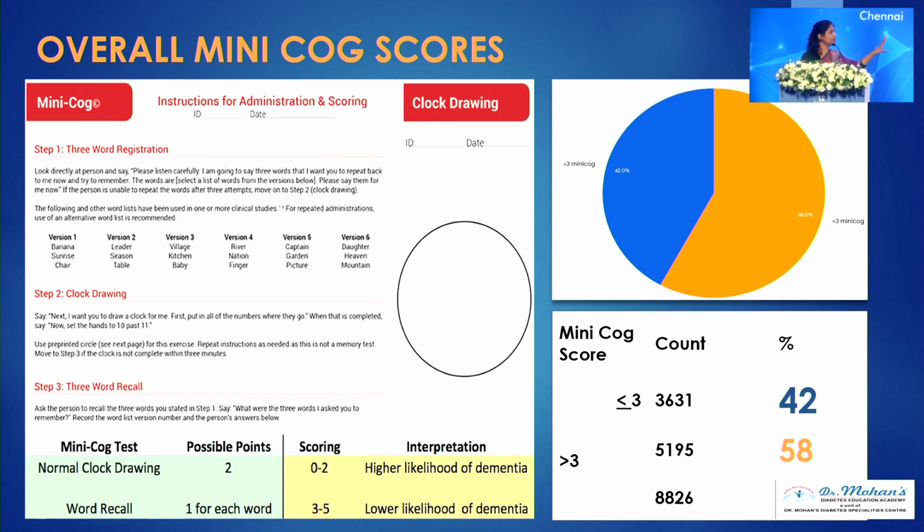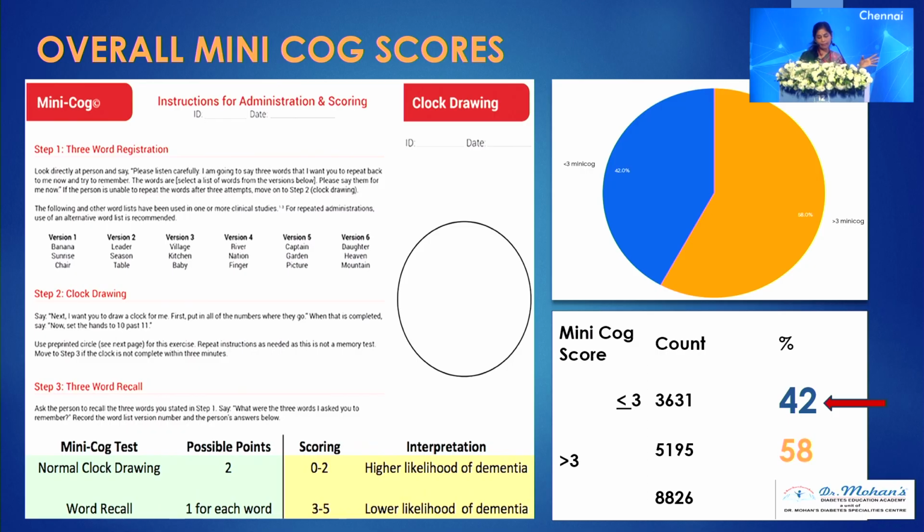This is the simplest test you can do for a cognitive assessment in your busy practice. This is the Mini-Cog. It has 3 steps, and thanks to our beautiful dietitians who helped us, we did it in almost 8,826 people. If you have a score of less than 3, you consider them a high-risk group. What we found was that 42% of our diabetic population had a high-risk score, so most likely they had a cognitive disorder.